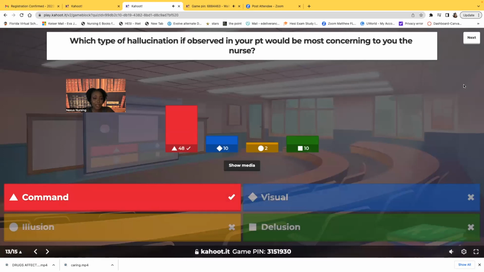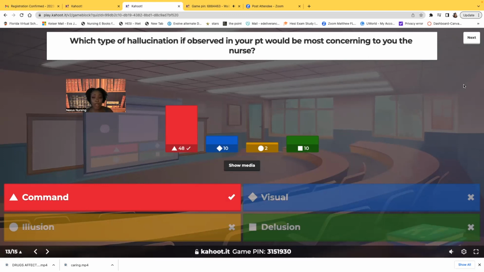Very good. Command. When a patient has command hallucinations, those voices in their head are telling them to do something. They feel compelled to do whatever the voices are telling them to do. They cannot help it. If that voice tells them to punch you in your throat, guess what that patient is going to do? They're going to punch you in the throat, or at least they're going to try. They cannot help it. So any patient that has command hallucinations, this is a very dangerous situation.